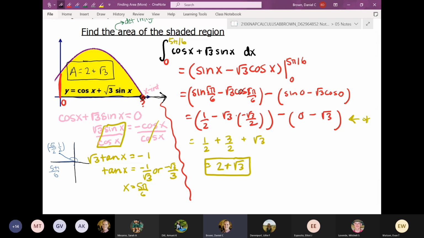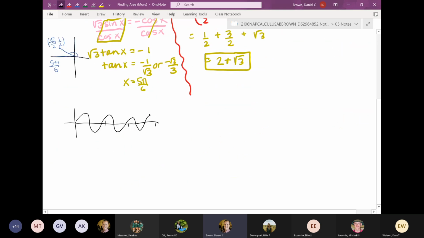We know this is a periodic function. It's just going to keep going. But we're only talking about this first region on the graph. So realistically, it probably looks something like this. We only want that first one because we're just talking about that first region. We're kind of ignoring all the ones after it.